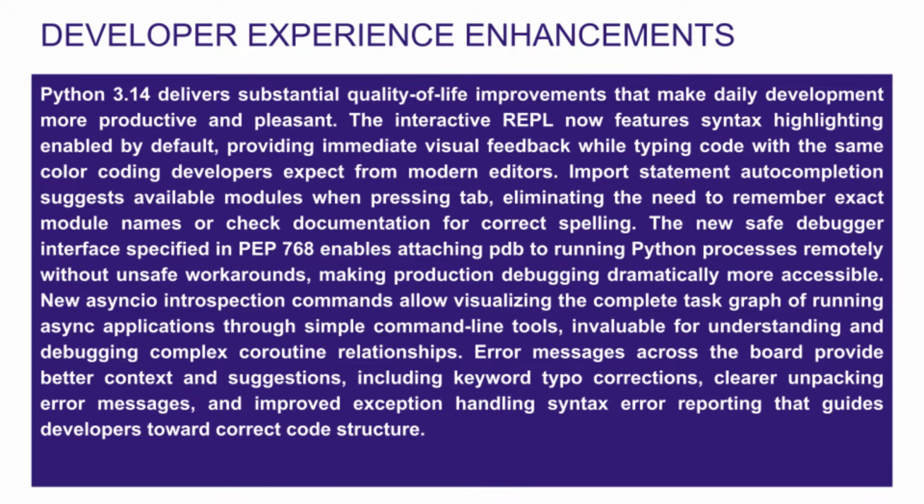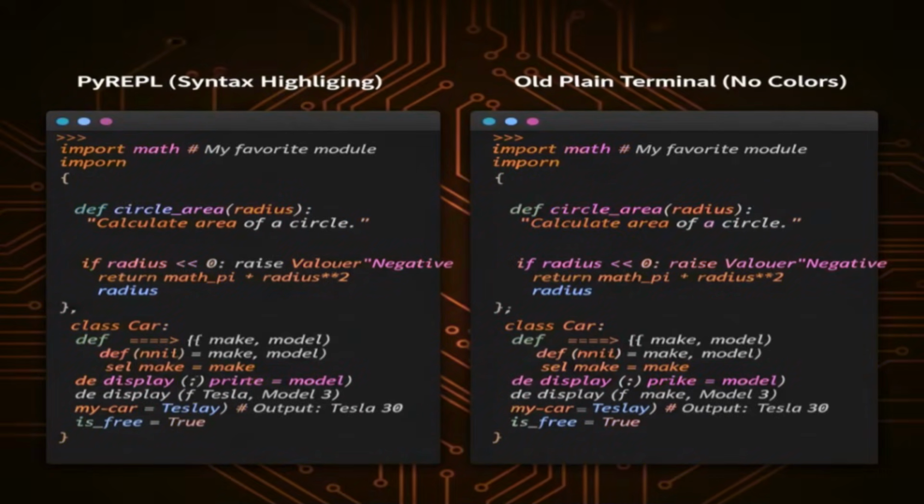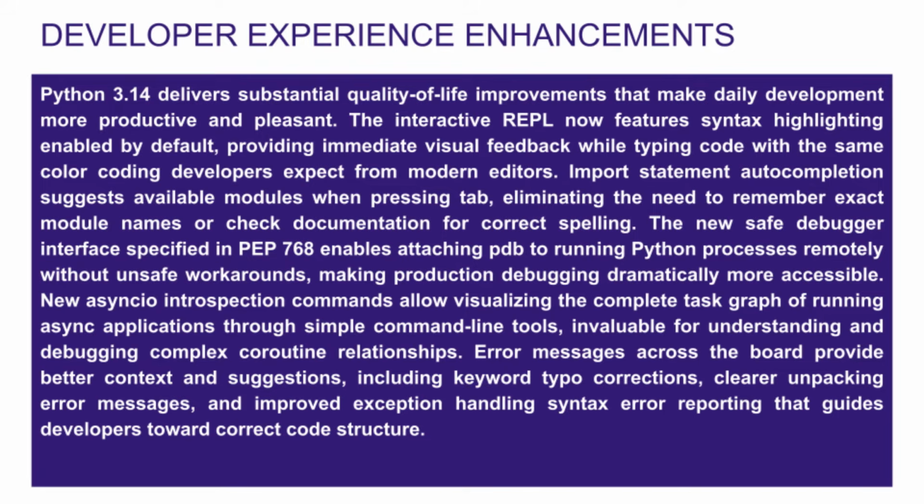Beyond the big features, Python 3.14 is packed with quality of life improvements. The interactive shell now has syntax highlighting turned on by default. When you type code in the REPL, it's color coded just like in your editor. Import autocompletion is there too. So typing import and hitting tab actually suggests modules.